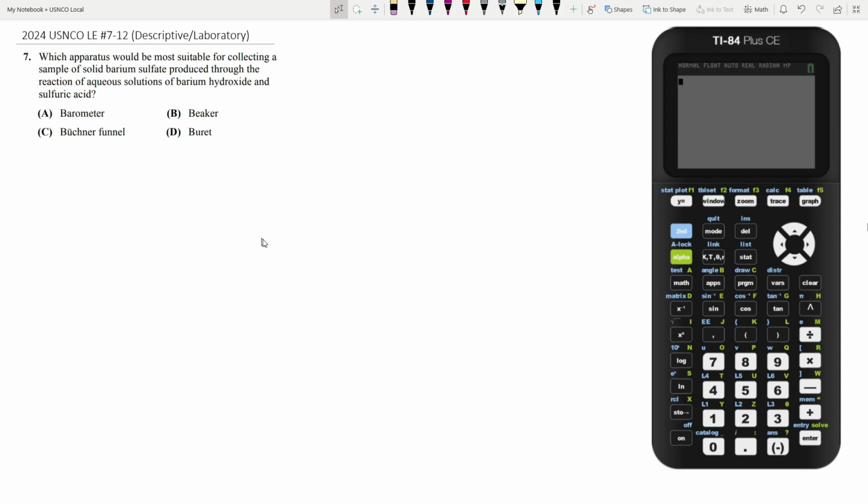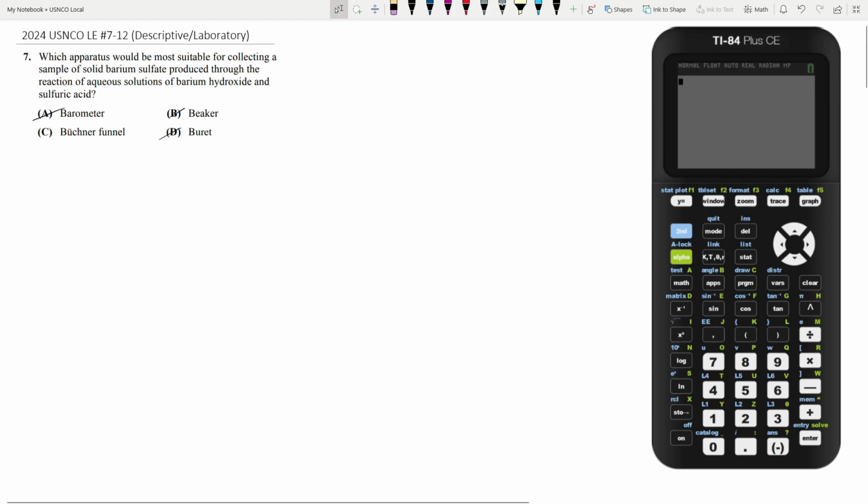So we're clearly doing some sort of precipitation reaction, so we need something that is able to collect our solid. A barometer is not appropriate. That's for measuring the pressure of a gas. And a beaker and a burette are both for solutions, so aqueous substances.